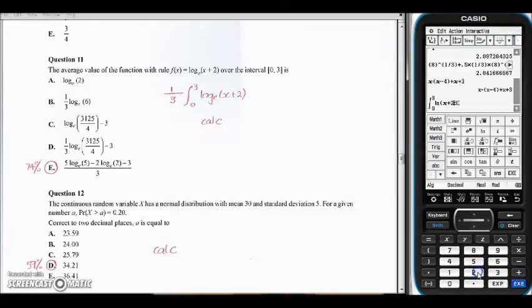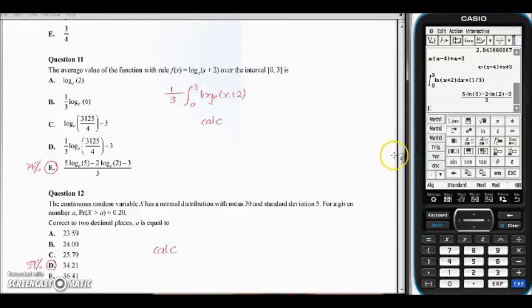X plus 2, close brackets, dx, and we'll multiply that by 1 on 3. And we should get the right answer. Oh, hold on. We want an exact answer here. 5 log 5 minus 2 log 2 minus 3 on 3, which is E.